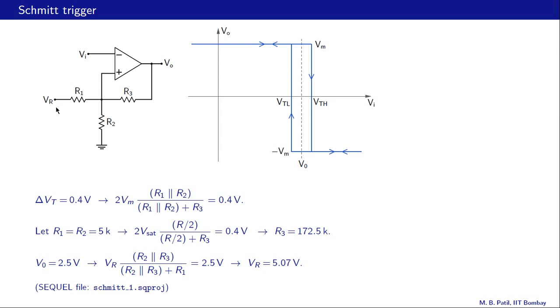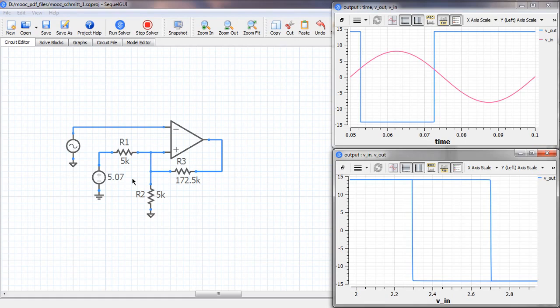Alright, now we're going to simulate this circuit, and in fact the circuit file is available to you. You can also run this simulation if you like, and let's now confirm with the simulation results that our design is correct. Here is the circuit schematic. We have R1 equal to R2 equal to 5K, R3 is 172.5 K, and VR, the reference voltage, is 5.07 volts. As input, we have applied a sinusoidal voltage here, and let us now look at the results.